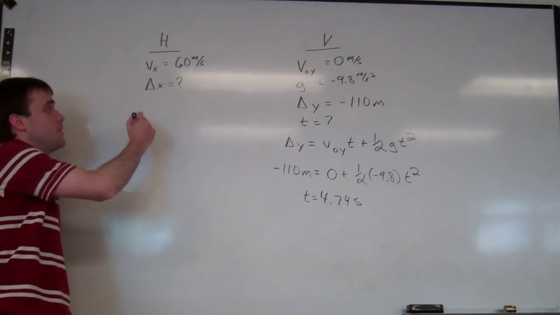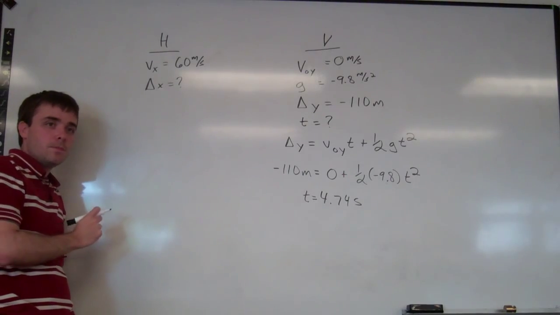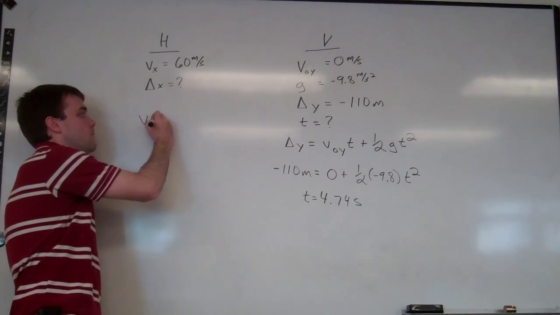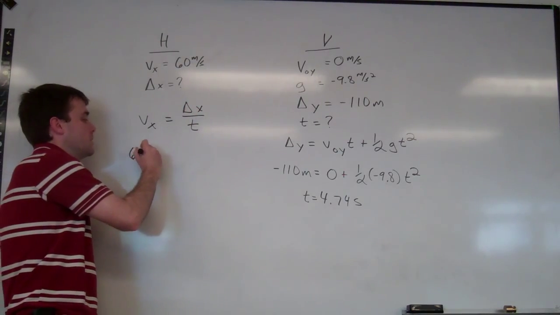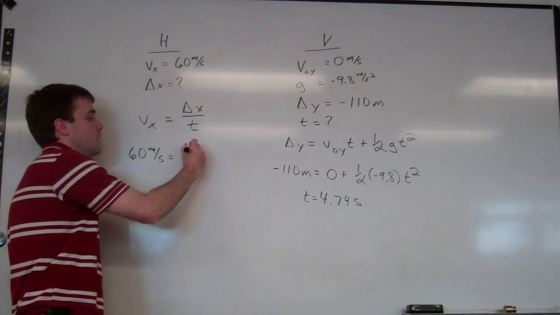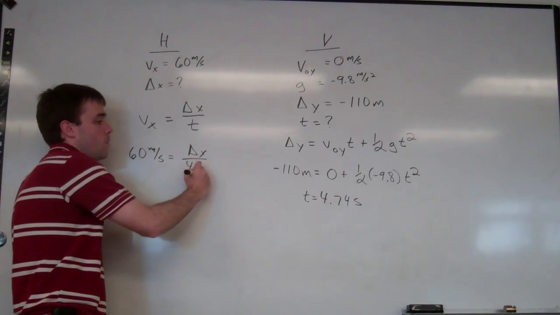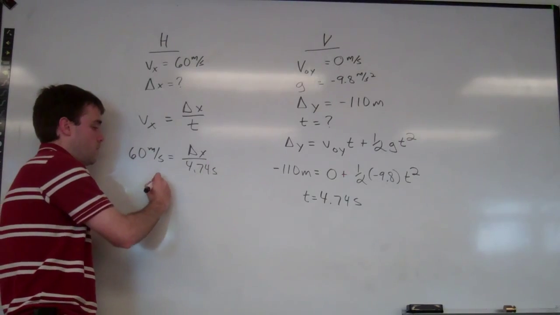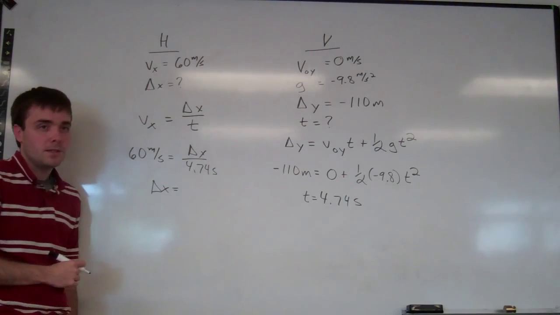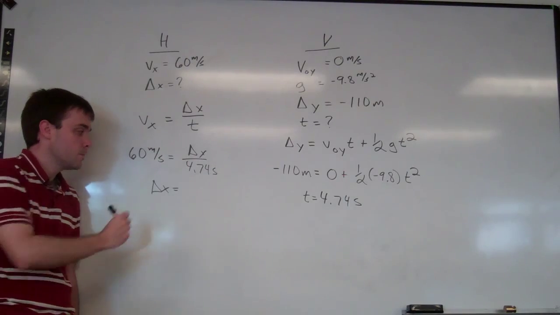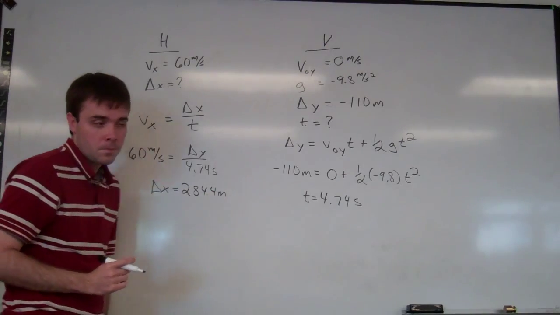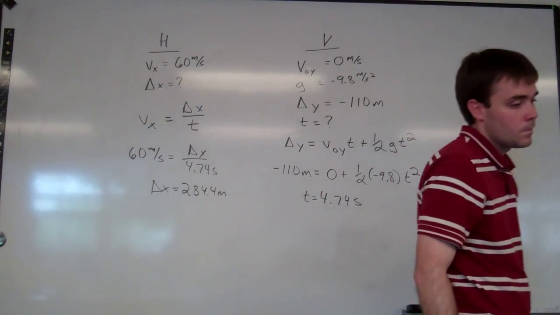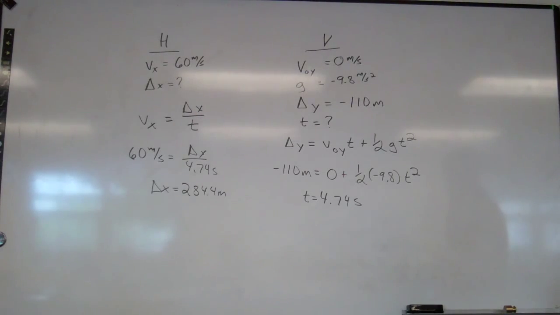So now we use that time over here. What's the equation for the horizontal part? There's only one. Yep, Vx equals delta x over t. So we got 60 meters per second equals delta x over 4.74 seconds. So what's delta x equal?